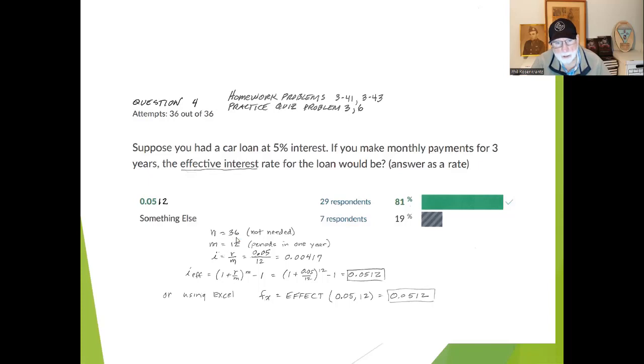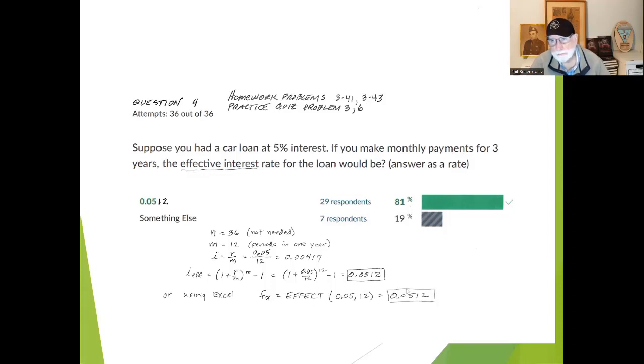N is 36 in this case. That's the number of periods in this analysis, but we don't need that. M is always the number of compounding periods in a year. It's 12 here because we're making monthly payments. R is the nominal interest rate, 0.05. To get the periodic interest rate, I, we have to divide the 0.05 by 12. Below that, I have the effective interest rate formula. And then using Excel, you can use the EFFECT function. If you looked at the solutions for the homework problems that you had available, you could see that both of those methods were taught.